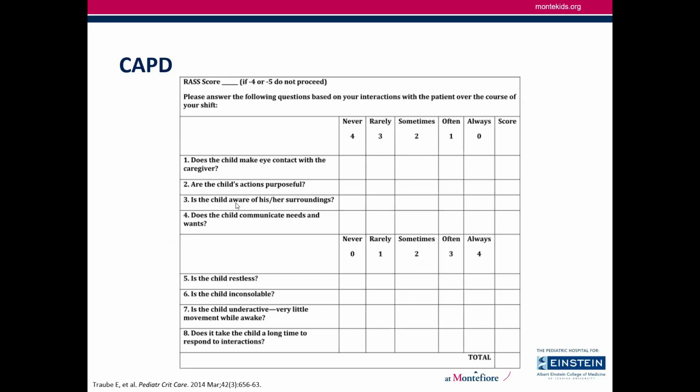So some of the things the assessor would ask is, does the child make eye contact? Are their actions purposeful? Is the child aware of their surroundings? Are they able to communicate their needs and wants? Is the child restless? Is the child inconsolable? Are they underactive? Or are they taking a long time to respond to an interaction? And you can see how some of these can also still be challenging in some of our younger patients. And this is why it's much more of a harder diagnosis in pediatrics than in adults.